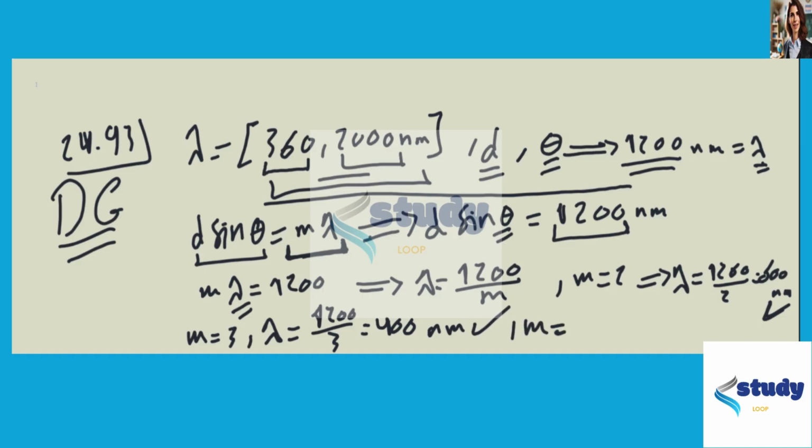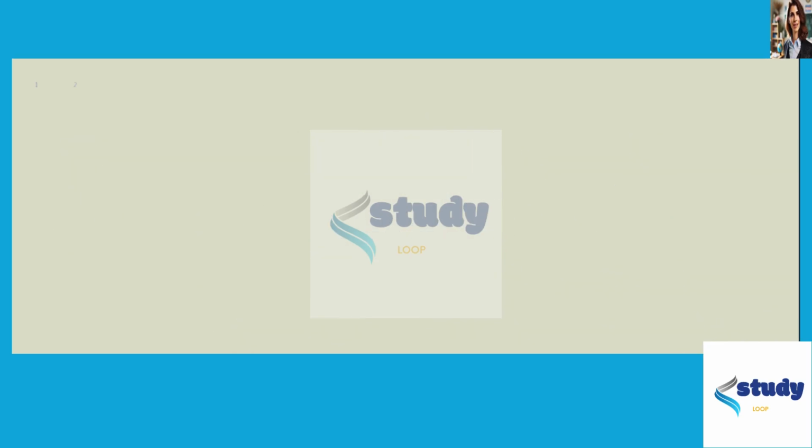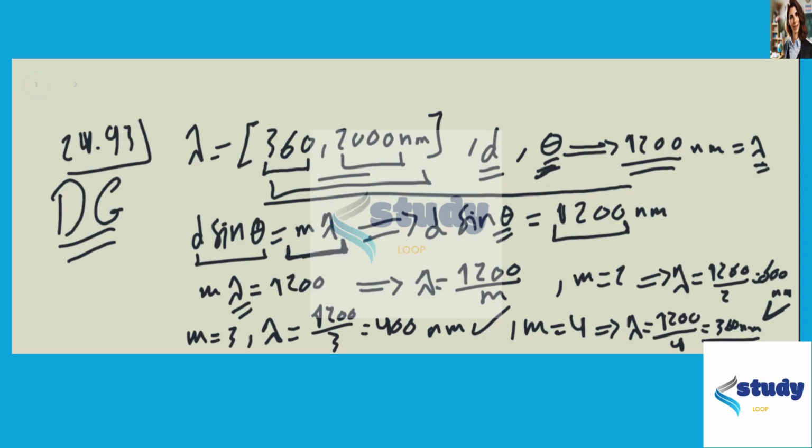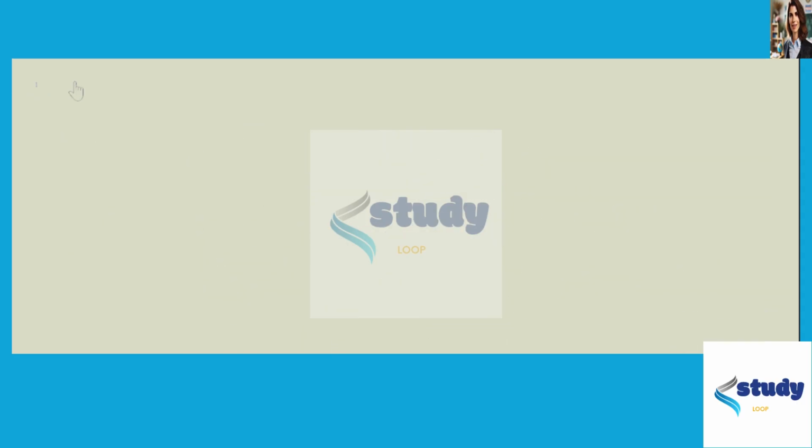Now m equal to 4, lambda will be 1200 over 4, which is 300 nanometers. This one is outside this interval, and so any larger value of m will be outside this interval as well. So the other wavelengths that we can observe at the same theta will be just the two wavelengths that we have calculated, which are 600 and 400 nanometers.